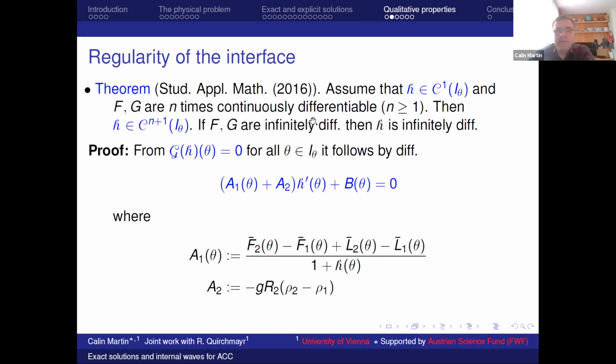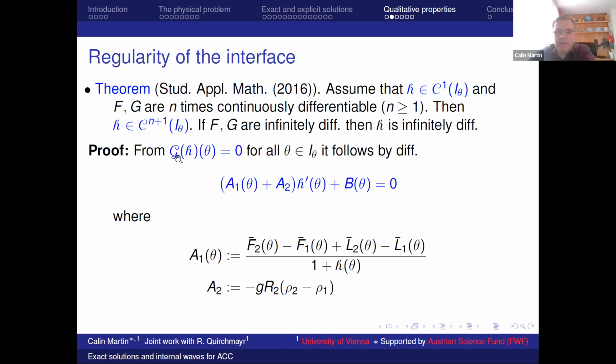And some other interesting property refers to the regularity of the interface. So assuming that the interface defining function is C1, so this means it's continuously differentiable, and if the velocity field is n times continuously differentiable, then actually the interface gains a bit more regularity, so it would gain one more derivative. And similarly, if this capital F and G are infinitely differentiable, then the interface would also be infinitely differentiable. So this is based on the following fact.